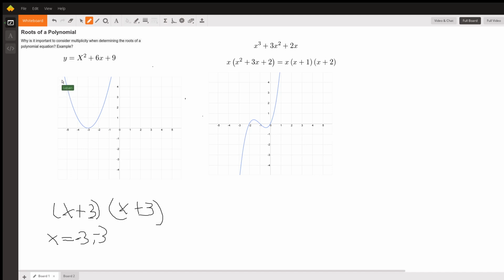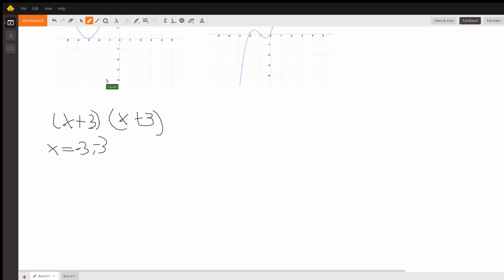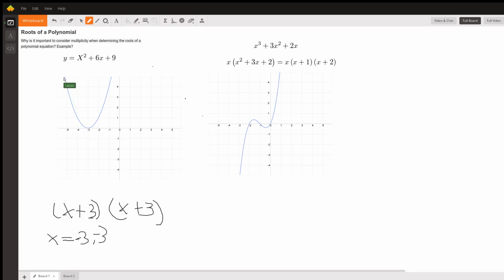For example, we have the equation y equals x squared plus 6x plus 9. When you factor it out, you get (x plus 3)(x plus 3). So then you have a multiplicity of 2 at -3. You have two -3s, which means this equation is going to bounce off of -3 when it comes to -3 on the x-axis instead of passing through -3.